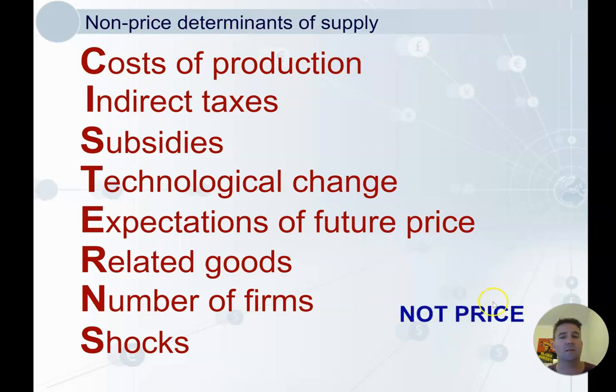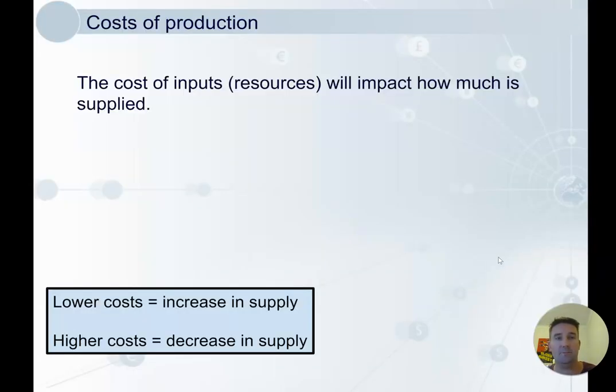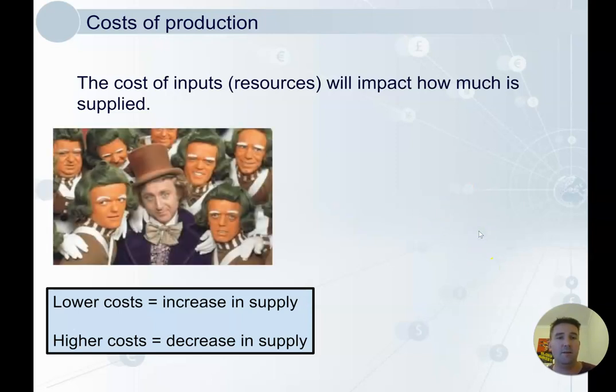Again, price does not shift them. So as price goes up, they'll supply more, but along the same supply curve. That's the law of supply. Okay. Cost of production. Generally, lower costs, increase in supply. Higher costs equals a decrease in supply. So the cost of those inputs will impact how much is supplied.